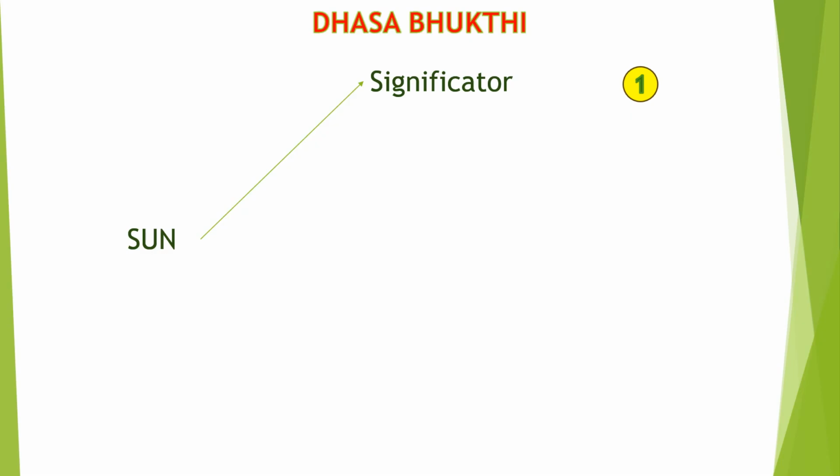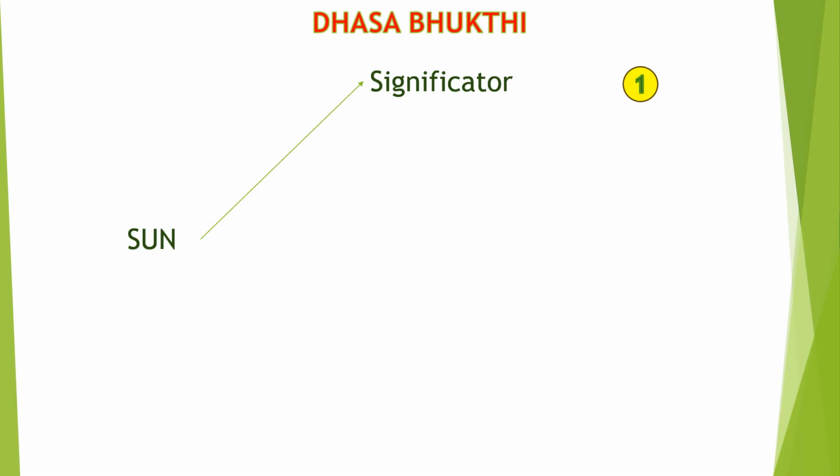So, he might get help from the government. He might get help from father. He might become a very honest person. He might have management skills. He might get promotions. So these kinds of significators that are indicated by the Sun will be experienced by the native.